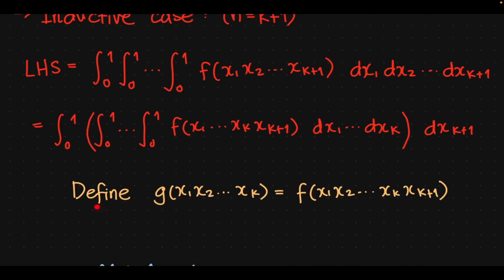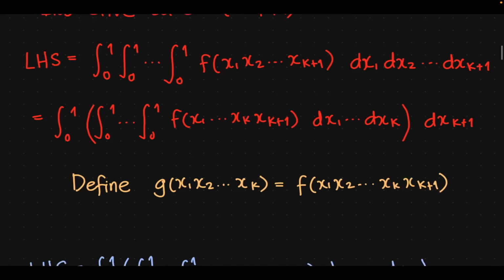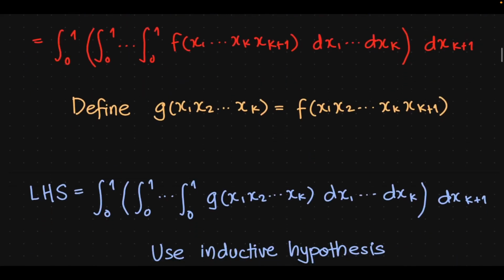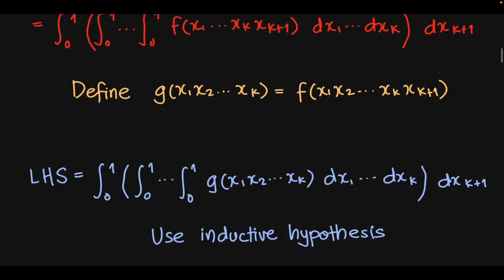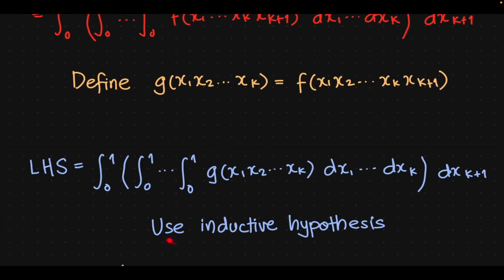Now we will redefine. So we will say g of x1 x2 dot dot dot xk is equal to what we had inside the red integrand here, which is f of x1 x2 dot dot dot xk plus 1. This helps us because when we plug this in, in this k dimensional hypercube integral from 0 to 1, we can actually use our inductive hypothesis because we know it holds for k.